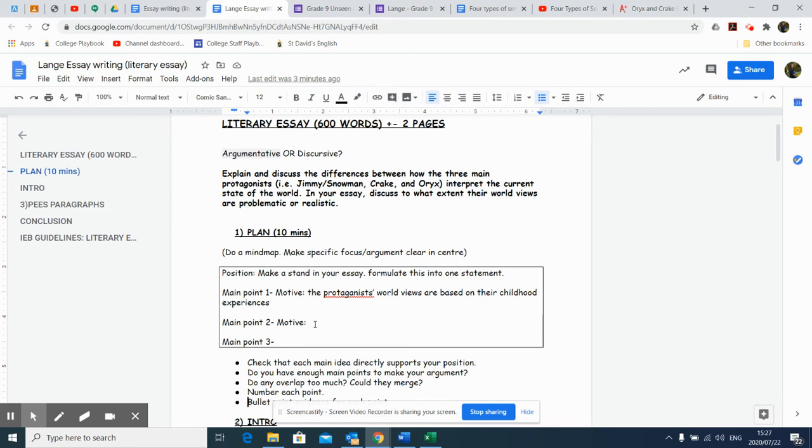And my third point would then be bringing in the realistic: to what extent is it realistic and to what extent is it problematic. Okay.